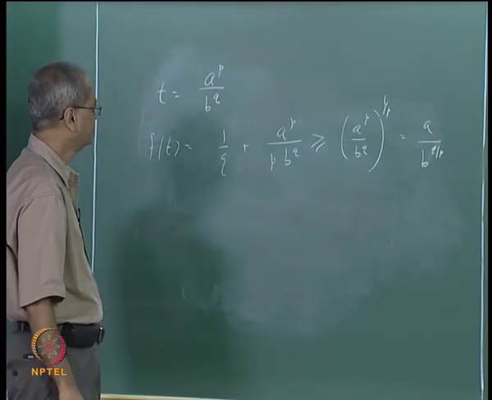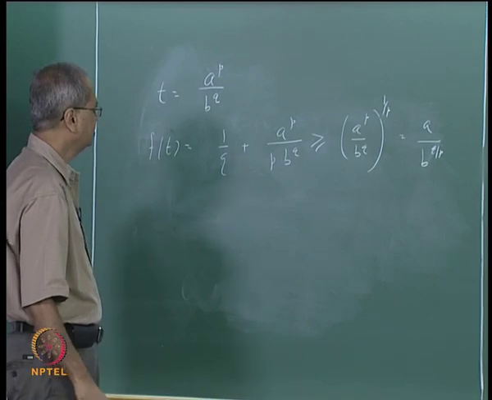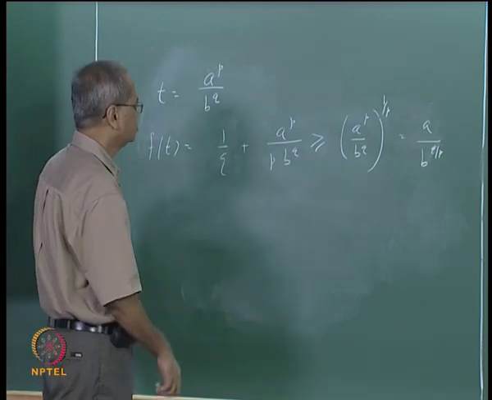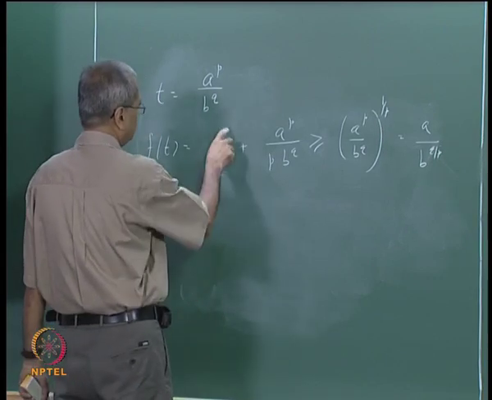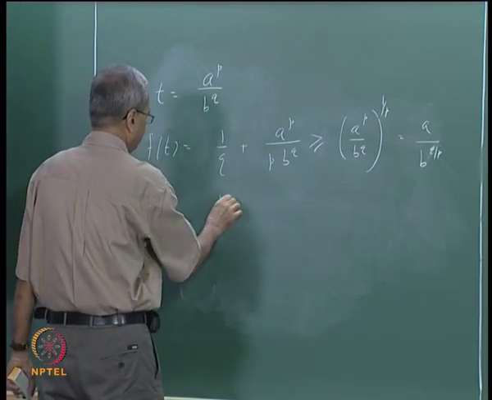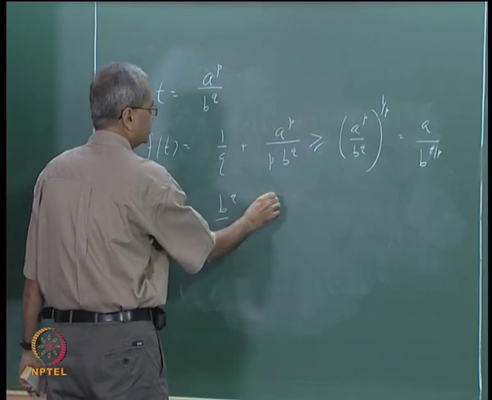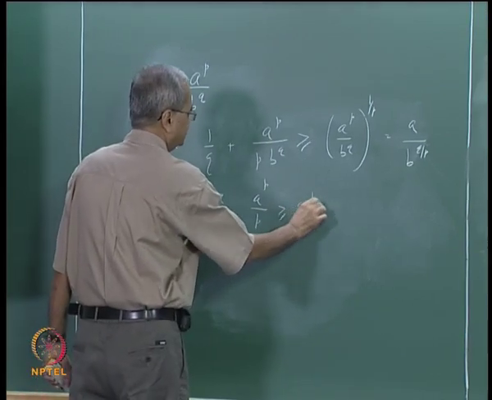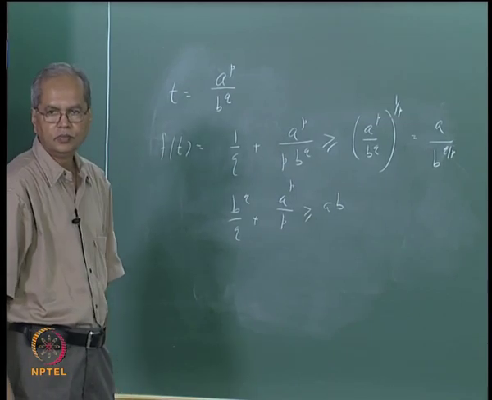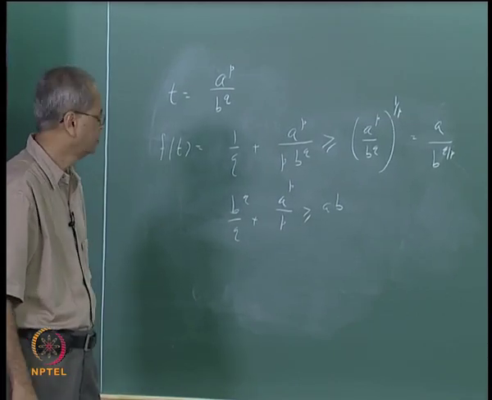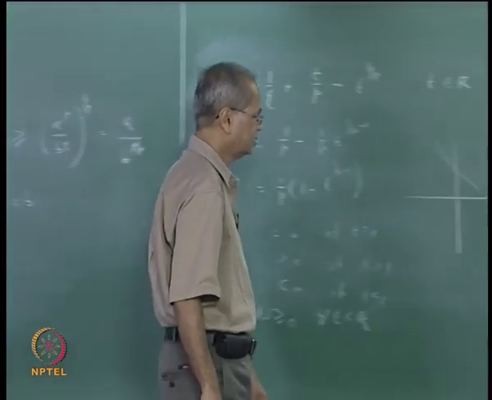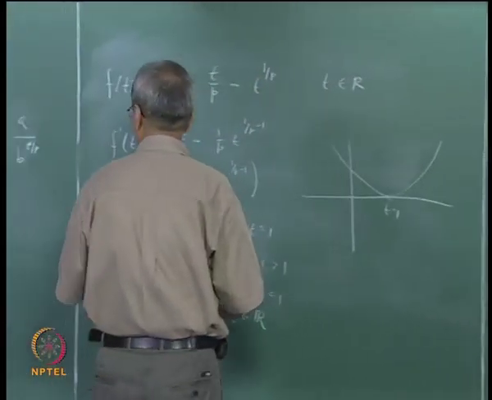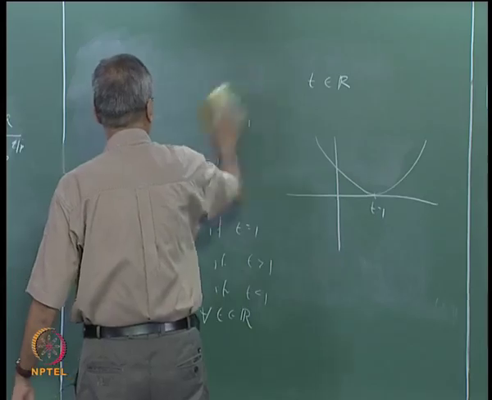Then what is to be done after that is clear. You multiply the whole thing by this b to the power q by p. So when you bring it here it will become b to the power q divided by q plus a to the power p divided by p, and that is bigger than or equal to ab. So that is what we wanted to prove. That is Young's inequality, right. Of course you can check these calculations, there is nothing much there.